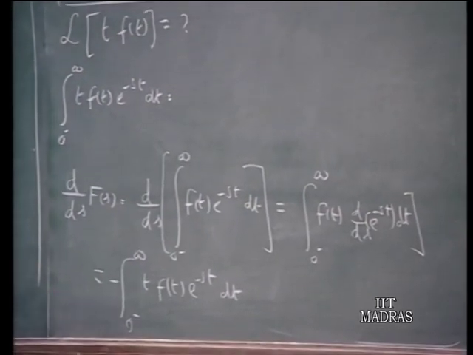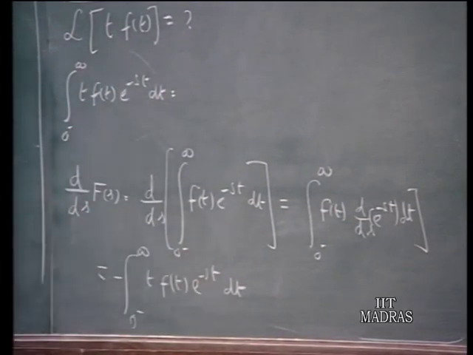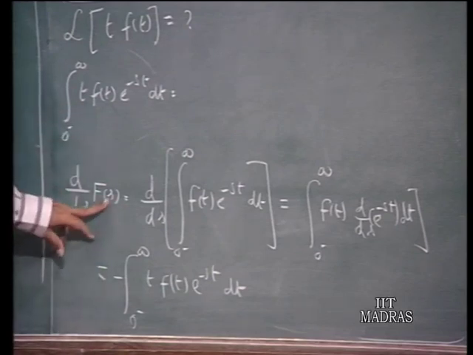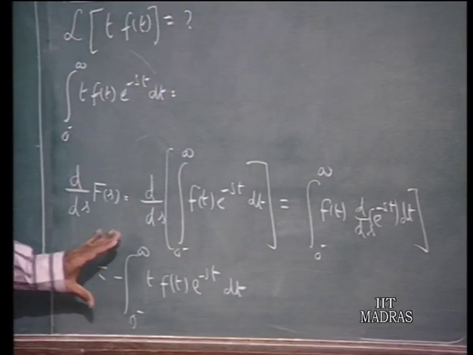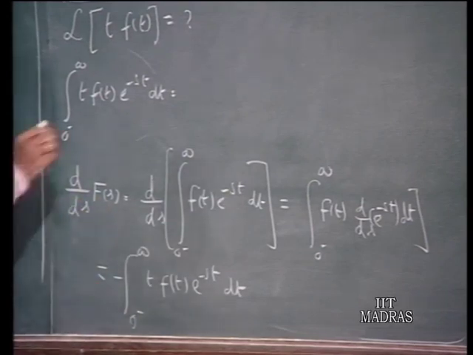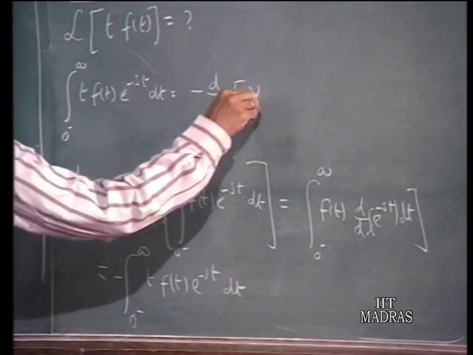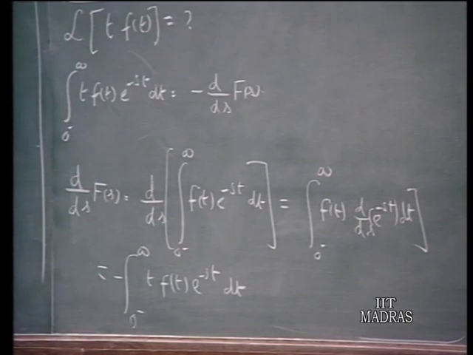And that is exactly what we are having here, the integral from 0 minus to infinity of t f(t) e to the power of minus st dt, and that integral is equal to minus d by ds of F(s), as we can see. So, this integral is equal to minus d by ds of F(s), because of the negative sign. So, when you multiply a function of time by t, as far as the transform is concerned, it is equivalent to the negative of the derivative of F(s) with reference to s.